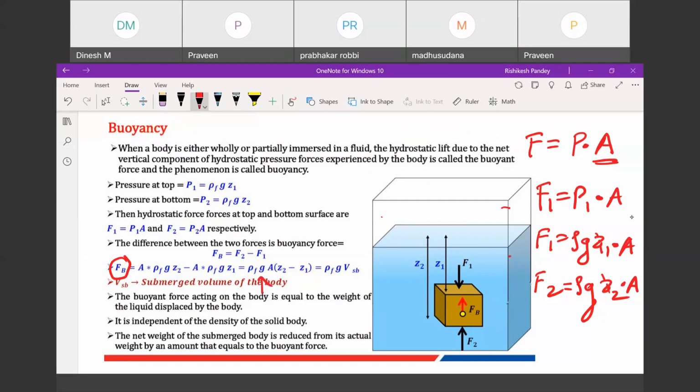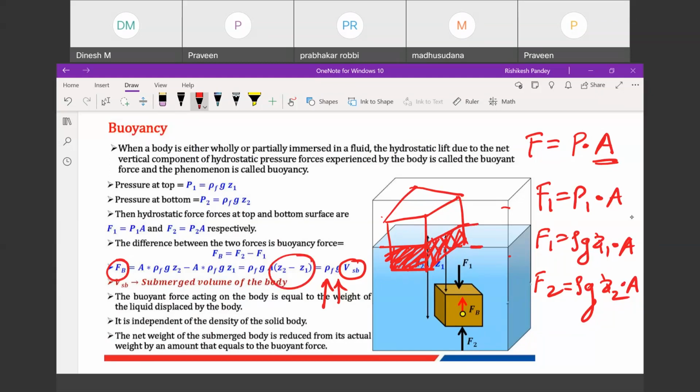Next, G is anyway constant. Then when I club these two, if you multiply A multiplied by Z2 minus Z1, then what will I get? Volume. And that volume is nothing but the submerged part. Here you can see it is completely submerged, and that's why it will be the volume of this body itself. But what if this body is floating like this and only this much portion is submerged? Then what you will have to do is calculate the volume of this much solid only. This much solid volume you calculate, and then multiplied by G, then multiplied by density of fluid will give you the buoyancy force. Because here, when you calculate Z2 minus Z1, there is Z1.